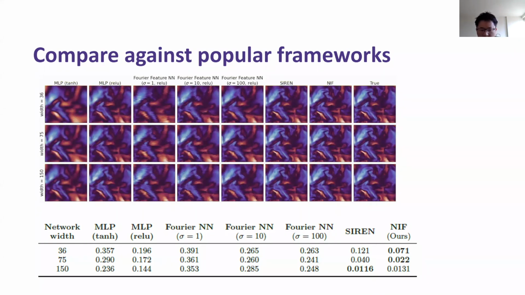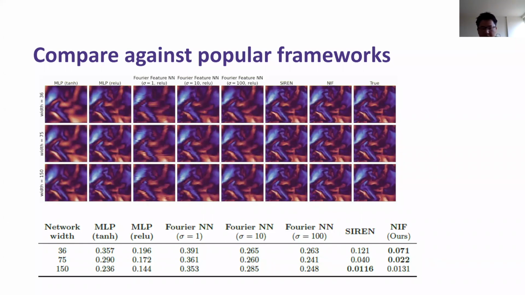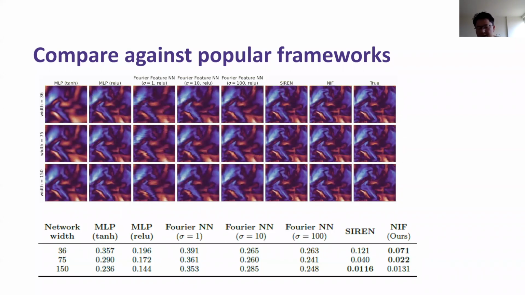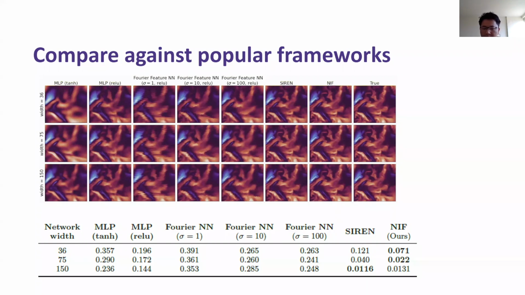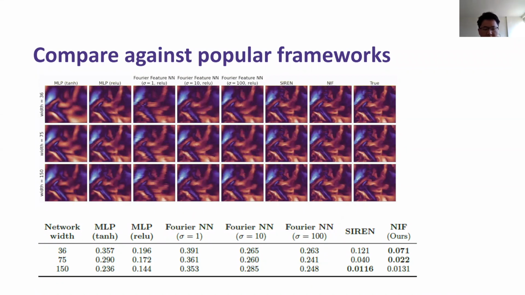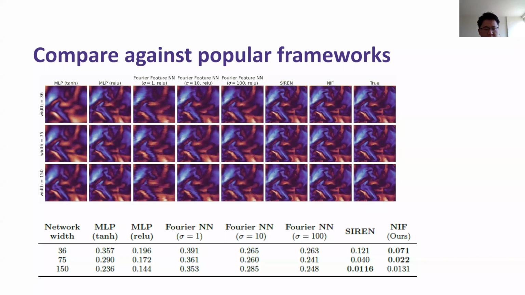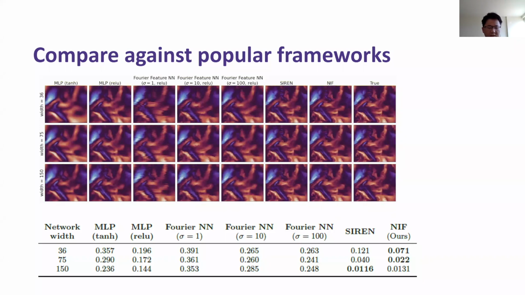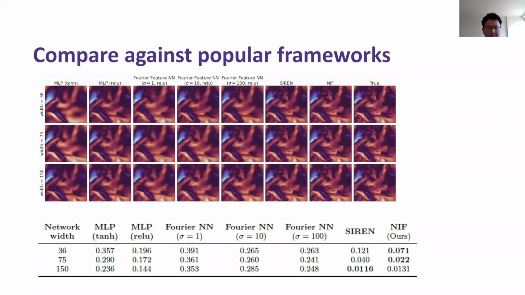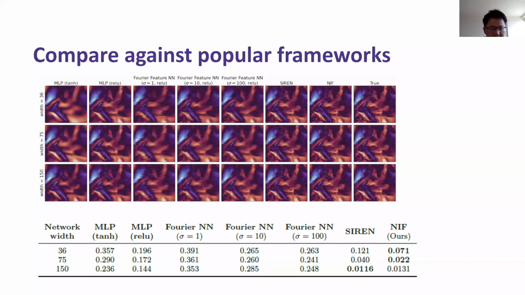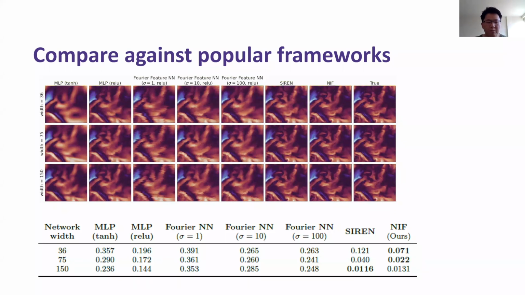And then we compared the model mean square error. As you can see, our model performed the best for the 16 case, 36 case, and 75 cases as well. Our framework performed a little bit worse than the SIRENs for the 150 widths over there.